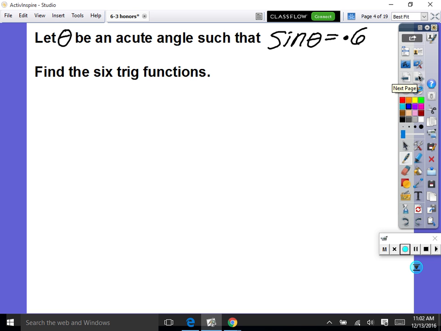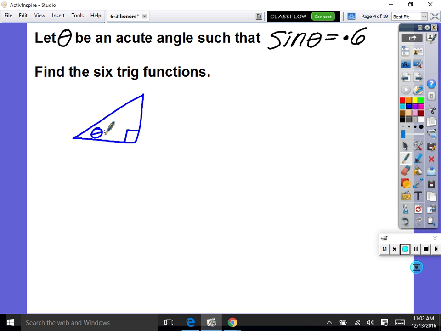Okay, now let's think a little bit further. It says, let theta be an acute angle such that sine of theta is equal to 0.6. So we have all the information we need here. It says let theta be an acute angle, so I'm going to draw a right triangle here. Theta, such that sine of theta is 0.6. Well, what is 0.6? Let's change it to a fraction.